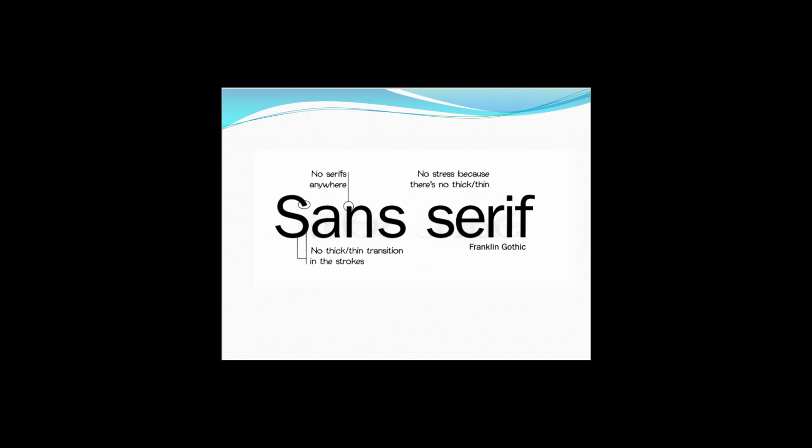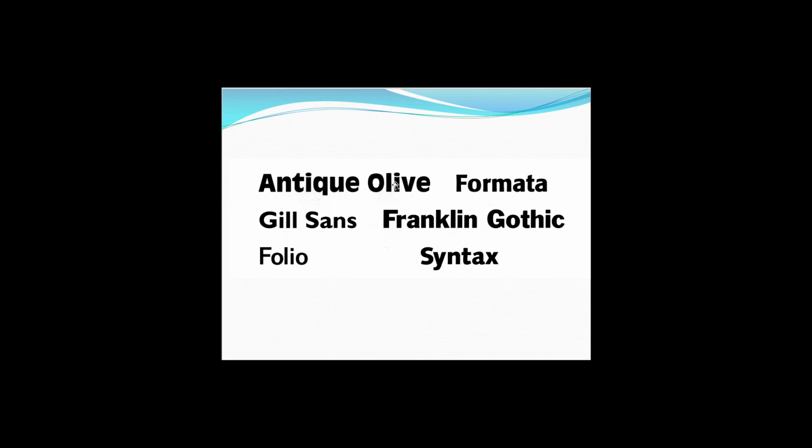The next category is sans serif. They have no serifs. Sans serifs have no serifs. No thick-thin transitions. No stress because there's no thick-thin. This example is Franklin Gothic. Some other examples are Antique Olive, Formata, Gill Sans, which I like a lot, Franklin Gothic, Folio, Syntax. Of course, Arial is in that category.